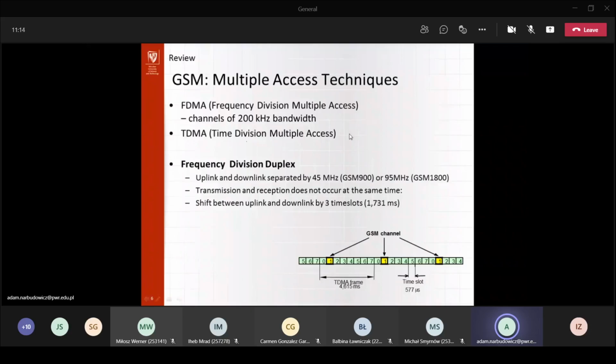And basically by combining that, each frequency channel would have 8 different time slots, right, divided between different users. So basically the TDMA multiplies by 8 the number of users that could be served with the frequency by using only the FDMA channel. Okay, so that's more or less the benefits of that.